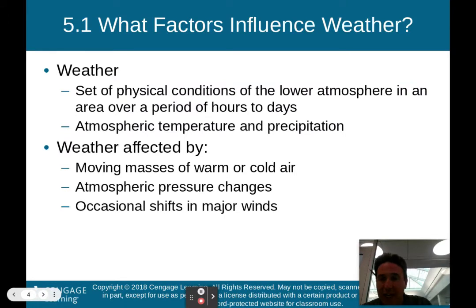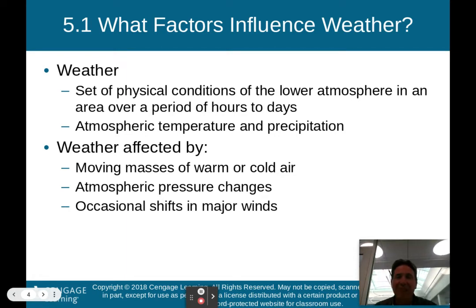All right, so first off, we're going to talk about weather. Again, what factors influence weather? Weather is the set of physical conditions of the lower atmosphere in an area over a period of hours to days, okay? And that's the key between weather and climate. Climate is long-term, weather is short-term. And we're talking about atmospheric temperature and precipitation, all right? So how hot or cold it is, how much rain, how much snow falls, et cetera.